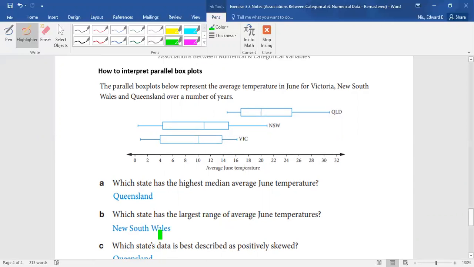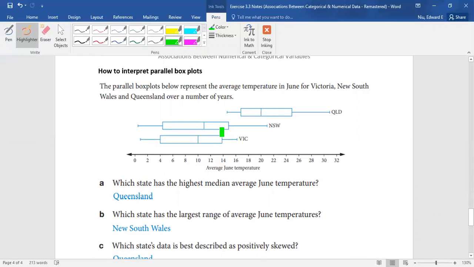Looking at the range, New South Wales, because you've got 21, take away 0. I want to say that's not quite 0, that's about 0.5, which is a range of 20 and a half. Queensland, we're dealing with a range of 31, take away 14 and a half. So that's not going to beat New South Wales. Victoria's dealing with a range of just above 16. Again, that range of 15 isn't going to beat the range New South Wales has at roughly 20 and a half.